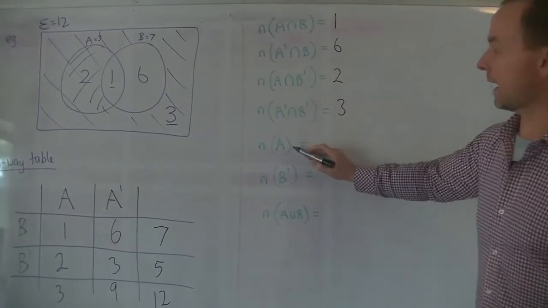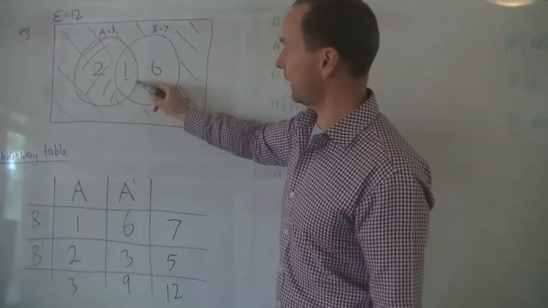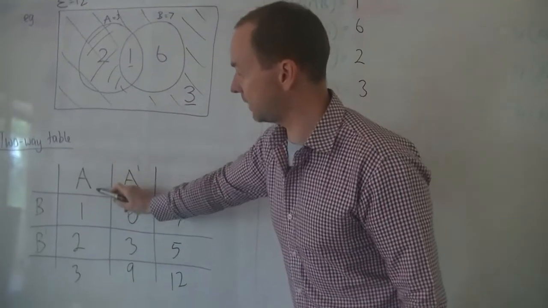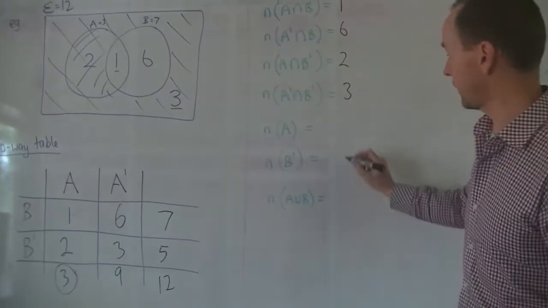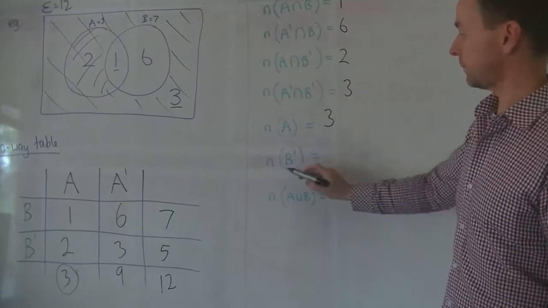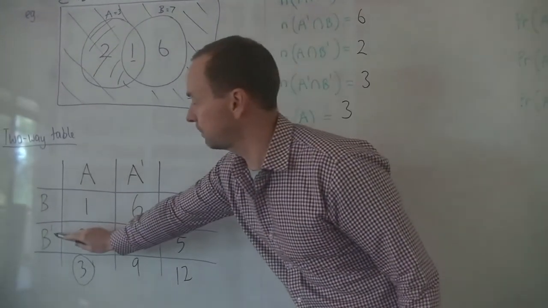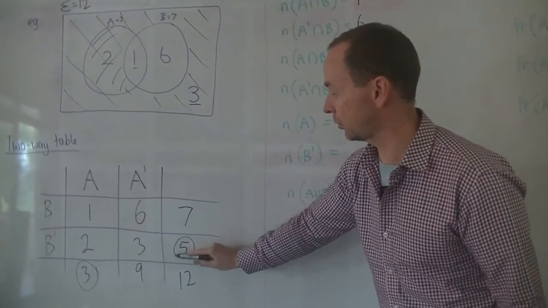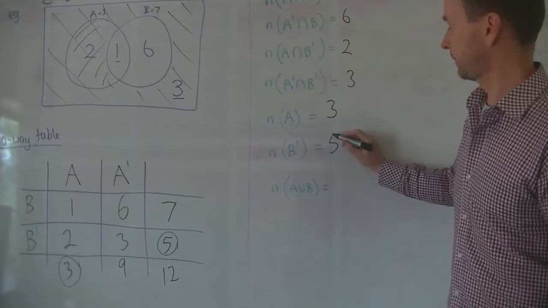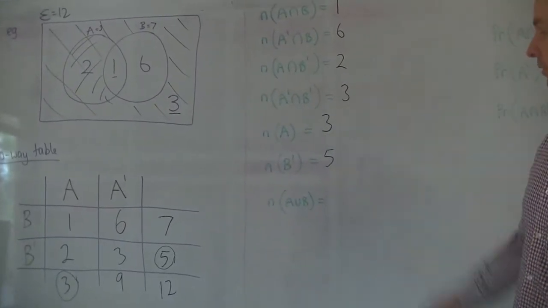Now, the number in A means the complete number. So the number in A in total is 3. And this here, we look at it down there on the two-way table. The total is 3. The number in B naught. So what you have to do here is look in B naught, or the complement of B, and look at the total. The total there is 5. So the two-way table's pretty easy to answer those questions.